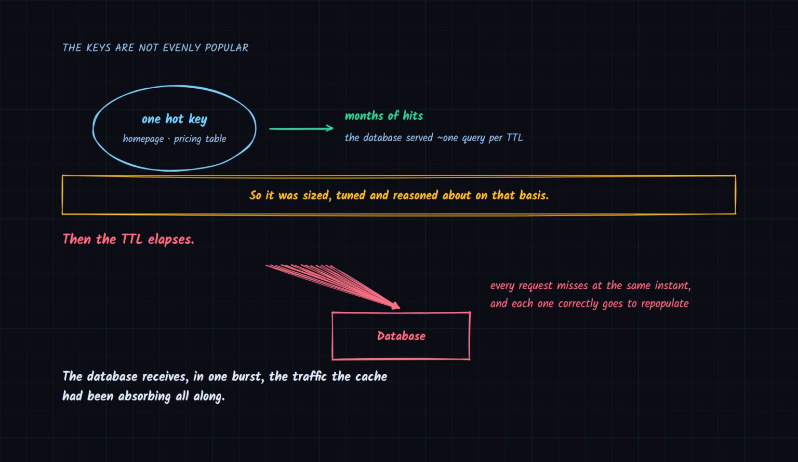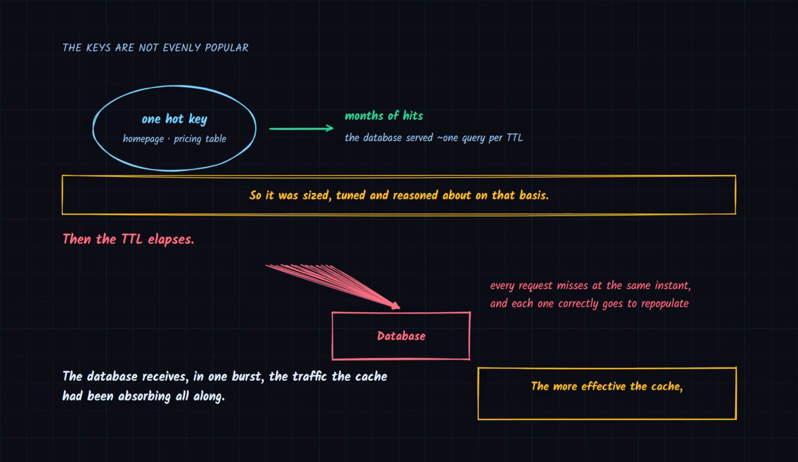That is the thundering herd, or the cache stampede, and it is a design consequence rather than an accident. The more effective the cache was, the harder the moment it stops. The failure is not caused by the cache being wrong. It is caused by the cache being right for a long time, and then briefly not existing.